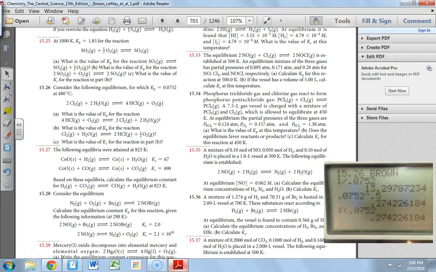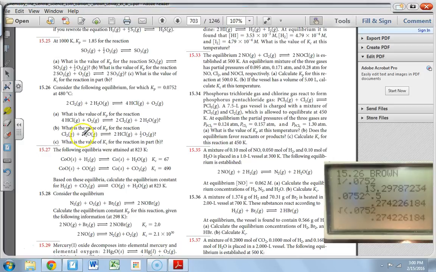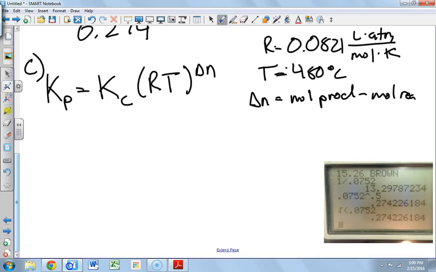And delta n is equal to moles of product minus moles of reactant. So we go to part B and ask how many moles of reactants there are. That's 1 and 1, so 2 moles, and the products are 2 and 2.5, so 2.5 moles. So moles of product minus reactant is 2.5 minus 2, so delta n equals 1/2. And now we can do our problem.